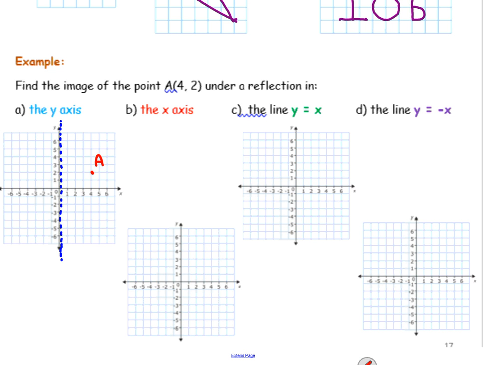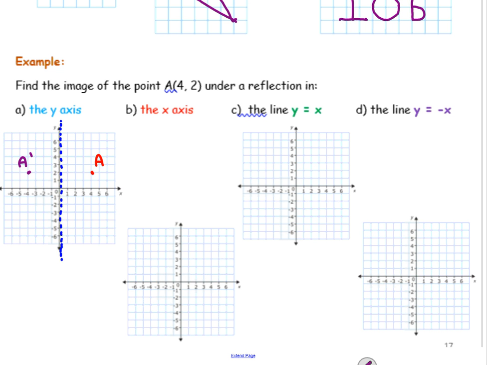So we've got the point (4, 2). We need to reflect it across the y-axis, the blue mirror line that I've drawn. So if we reflect it in this, it's 4 boxes distant, so to the left that we need to go. So we need to go to (-4, 2). And that's our A dash. So what it wants us to do is plot that point, (-4, 2).